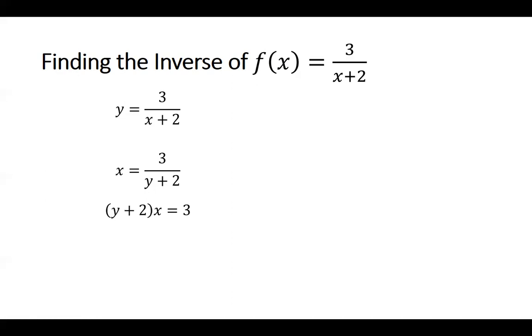I'm trying to get y by itself, so I'm going to divide both sides by x. So I get y plus 2 is equal to 3 over x. And then again, I'm trying to get y by itself, so I'm going to subtract 2 from both sides. So y is equal to 3 over x minus 2. And then the final step is just to say, okay, this is the inverse function. So the inverse function of f of x is equal to 3 over x minus 2.